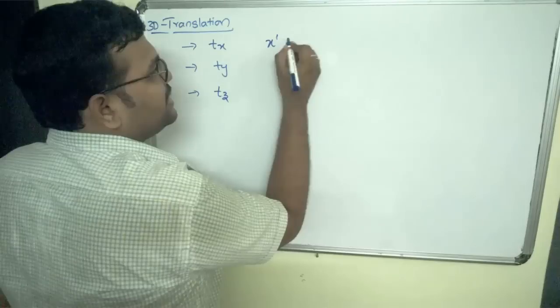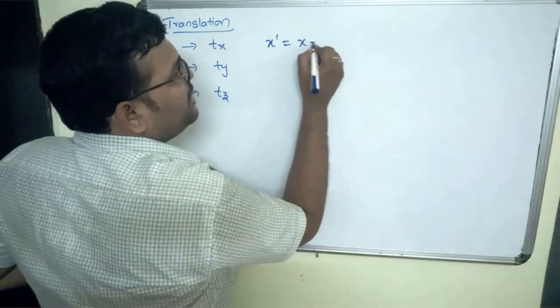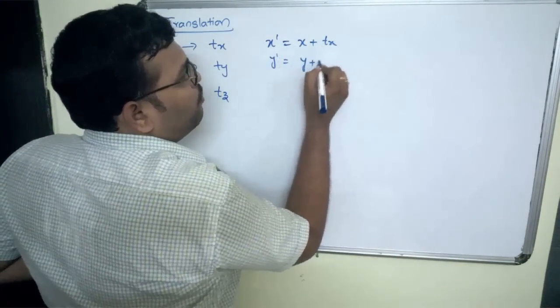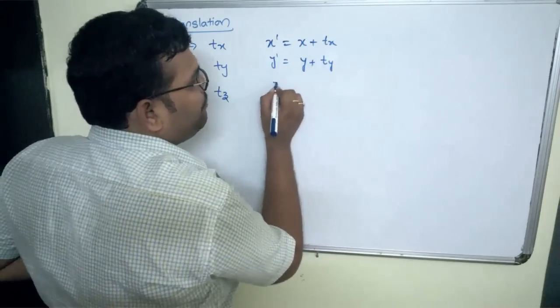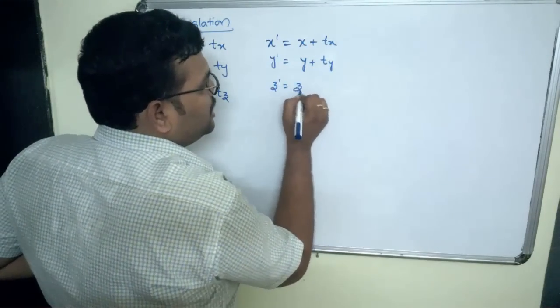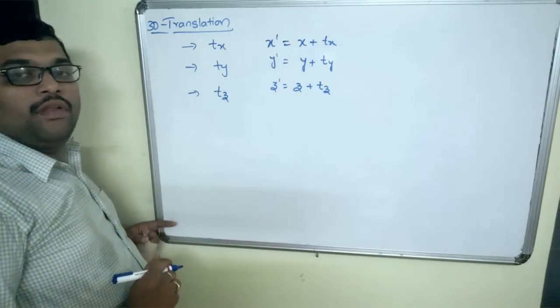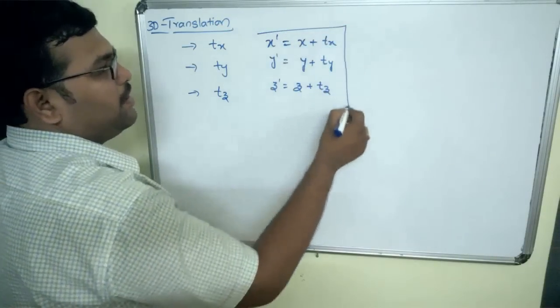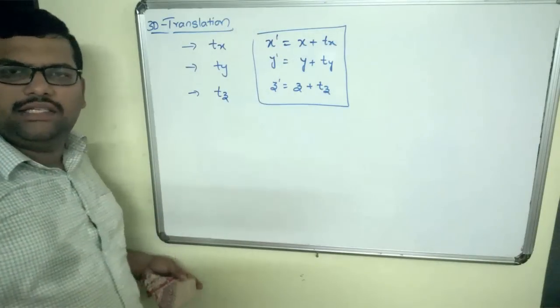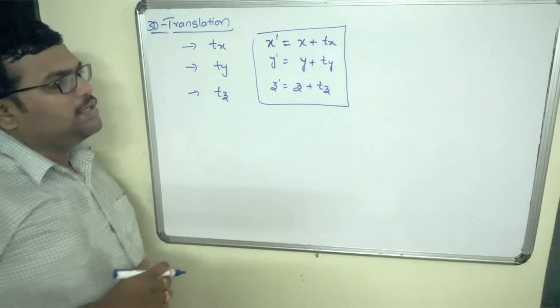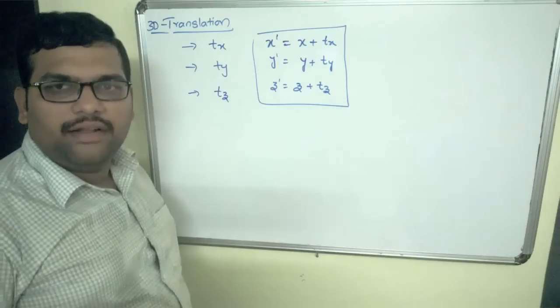So the formulas are x dash is equal to x plus tx, y dash is equal to y plus ty, z dash is equal to z plus tz. So this is a simple formula. Nothing is changed with respect to two-dimensional and three-dimensional. Just the third dimension is added.